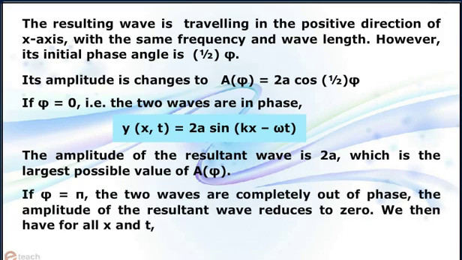If φ = π, the two waves are completely out of phase. The amplitude of the resultant wave reduces to 0. We then have, for all x and t, y(x, t) = 0.